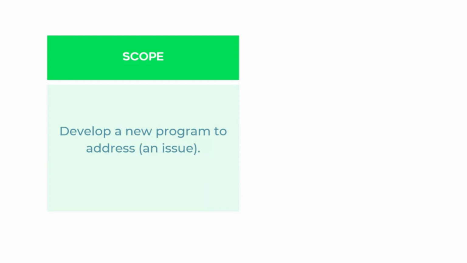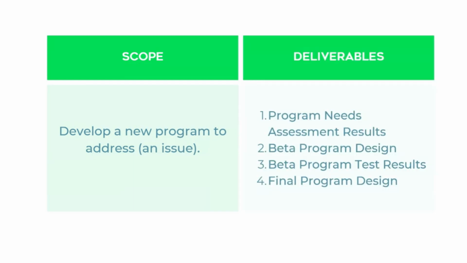Maybe we intend to start our project by completing an assessment of program needs. We'll use what we learned there to develop a beta program. We're going to run that beta with a small cohort, get feedback on it from those folks, and then use that feedback to create a final program design. If that is how we're approaching our project, we actually have 4 deliverables for this project: the assessment results, the beta design, the beta test results, and our final program design. Now, this is just an example.